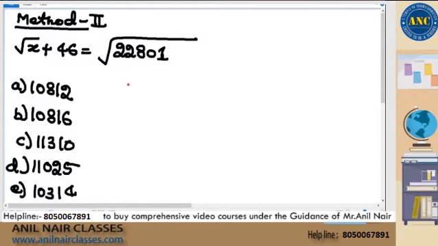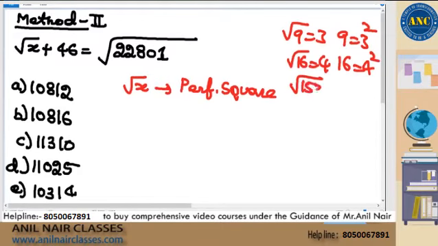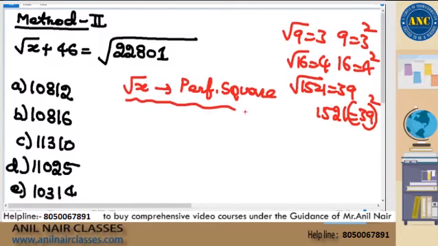See here, root x is a perfect square. Are you all with me? For example, root 9 is 3, so 9 is 3 square. Root 16 is 4, so 16 is 4 square. Root 1521 is 39, so 1521 is 39 square. Another idea in the question: root x is a perfect square.